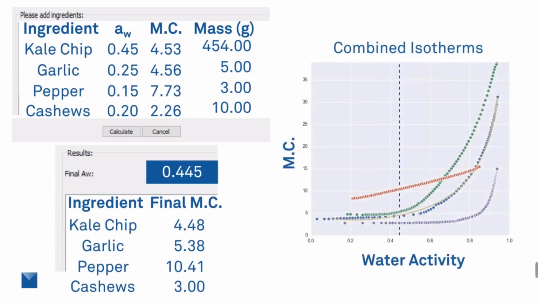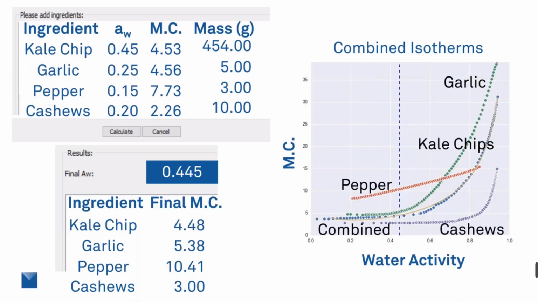And to the right, you can see how these isotherms are being combined to give you that answer. So again, the garlic and kale chips, this time we've added pepper, the red trace, and the cashew powder, the purple trace. You can see how these isotherms are being combined in this gold or yellow color. And then the program will tell you the equilibrium water activity at 0.445. So you can see how this software tool can really speed up your R&D processes and give you an idea of how your water activity is going to change.